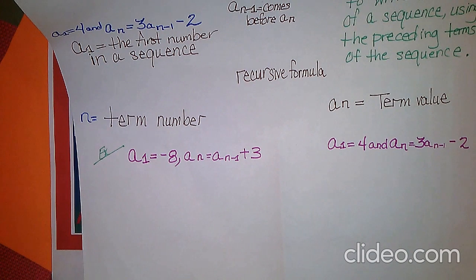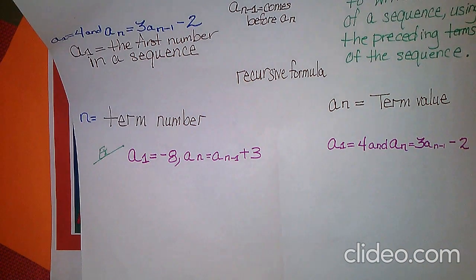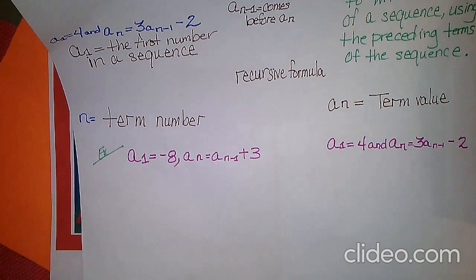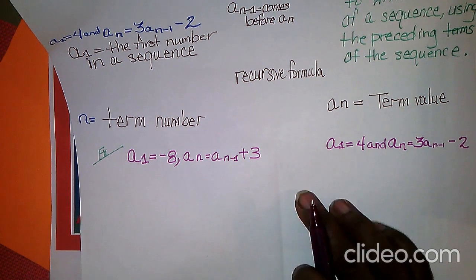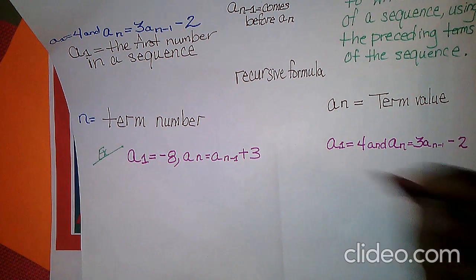So the first example on the page is A1 equals 4 and AN equals 3 times AN minus 1 minus 2. So we're going to start out with that formula. Then we are looking for the first 5 numbers in the sequence, and we use this formula to do so. So we said A1 is 4.